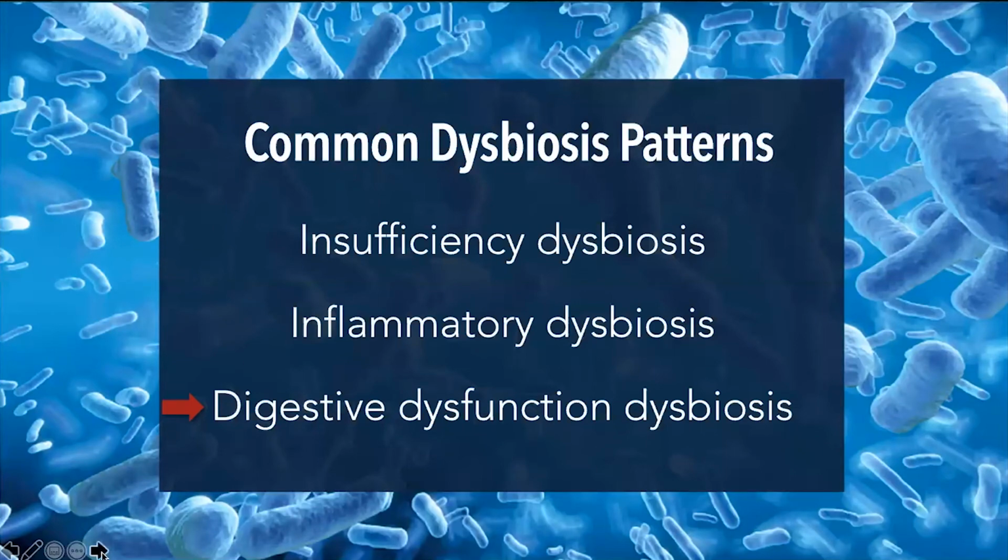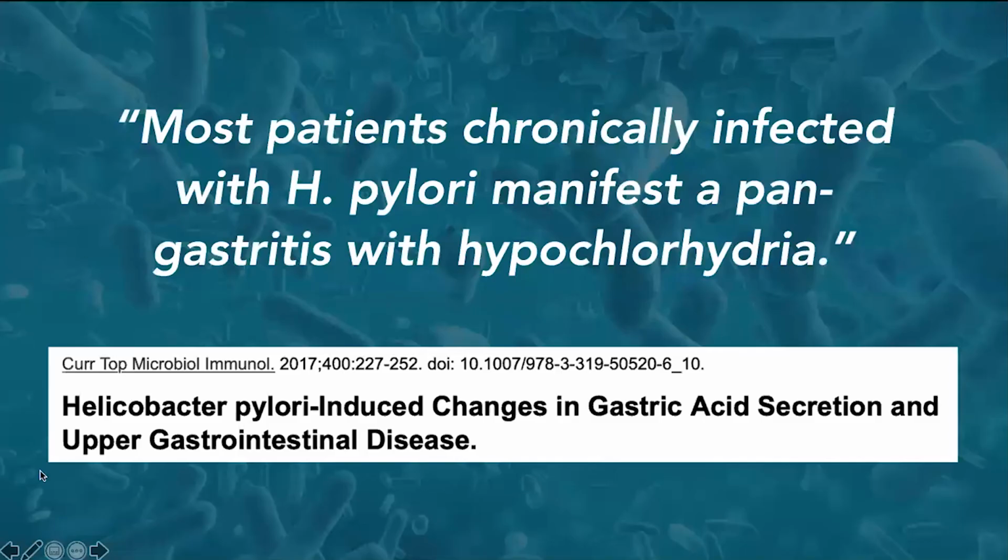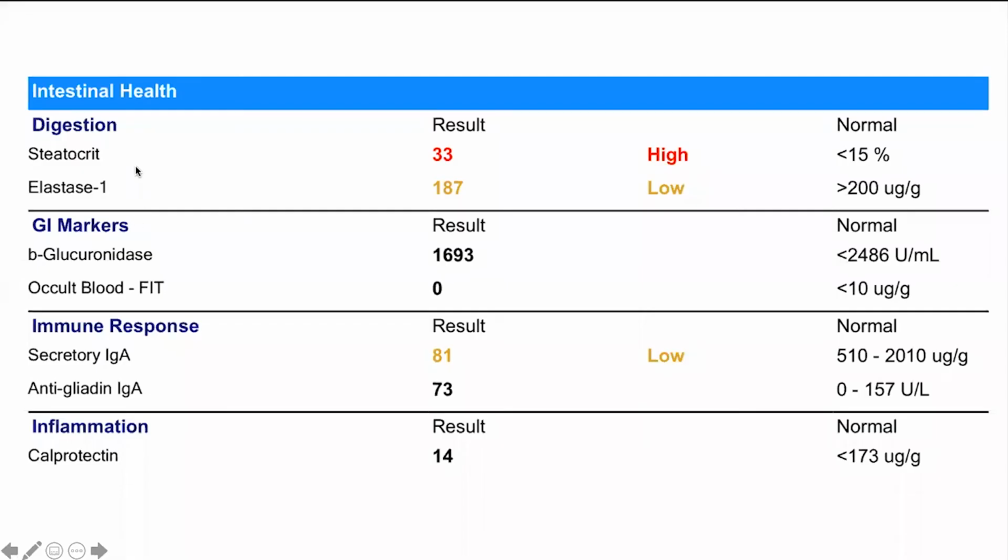I just want to touch on the digestive dysfunction dysbiosis. When we think of digestive dysfunctions, most clinicians go straight to this digestion section and look at the markers. Steatocrit is looking at fat malabsorption. In this case, it's high. Lastly is a marker for pancreatic enzyme deficiency or production. In this case, it's low. But if you see those normal, does that mean digestion is fine? And oftentimes the answer is no.